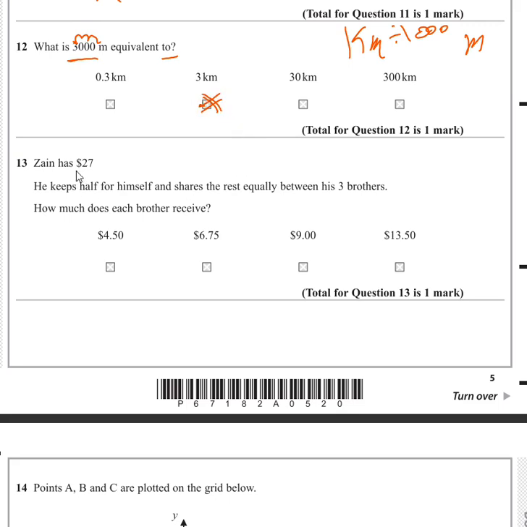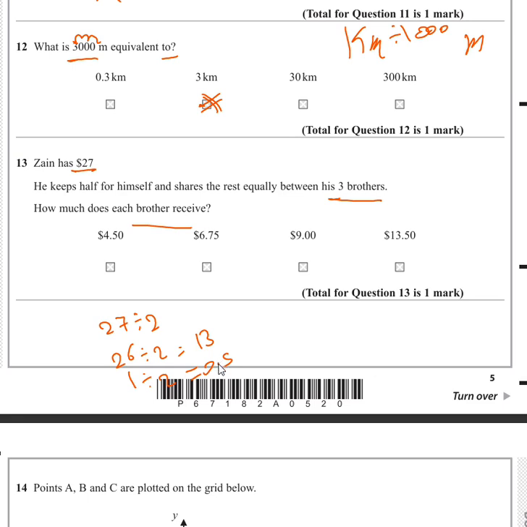Now, Zain has 27 dollars. He keeps half for himself and shares the rest equally between his 3 brothers. How much does each brother receive? So I want you to pay attention. So first of all, he keeps half for himself. So that means we have to divide 27 by 2. So 27 divided by 2. Well, what I like to think about is that I am dividing 26 by 2 and then 1 divided by 2. So 26 divided by 2 is 13, and then 1 divided by 2 is 0.5, okay?